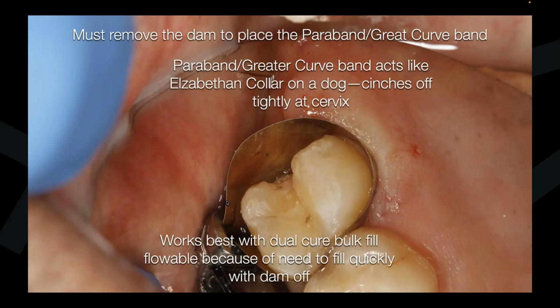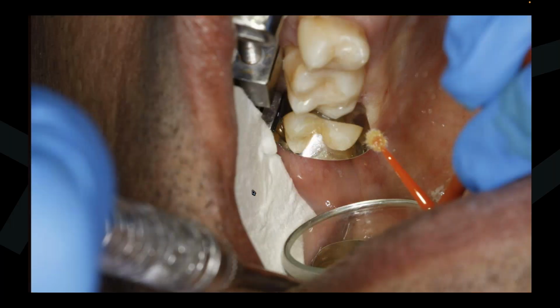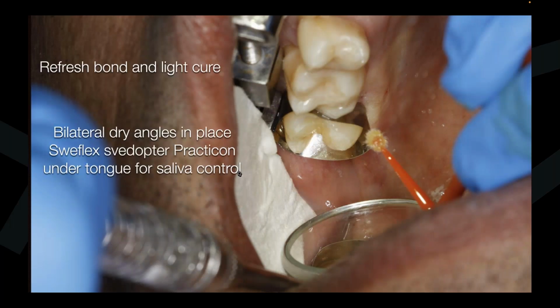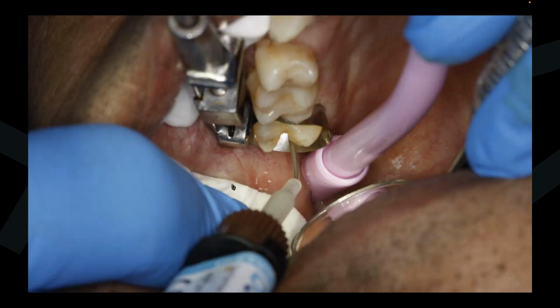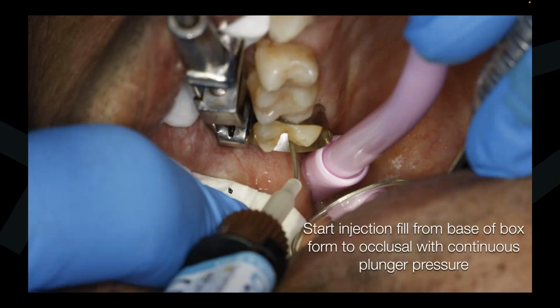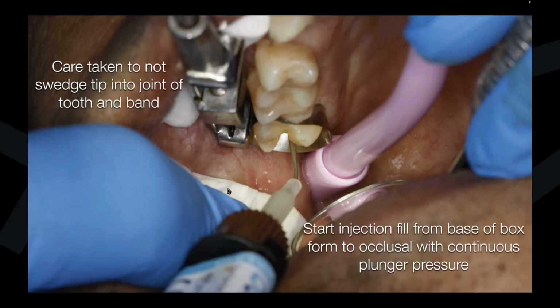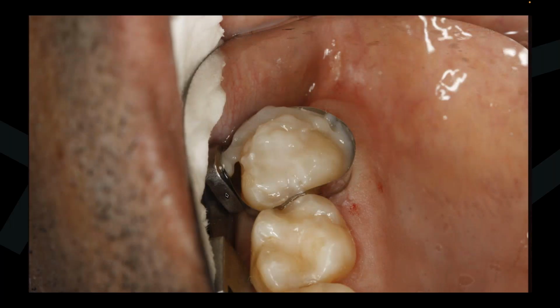It works best with dual cure bulk fill because you can fill it quickly with the dam off. We have saliva control to deal with here. So bilateral cheek shields, right and left side, and then we put that Svedopter thing called the Sveflex from Practicon under the tongue for saliva control. We freshen up the bond, and then we can fill it because this is so fast, there's no risk of contamination. And there's the overfill again.